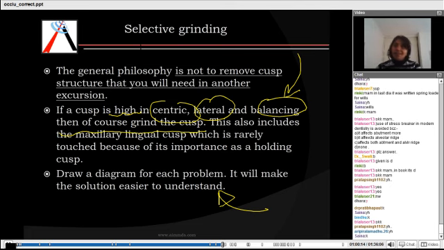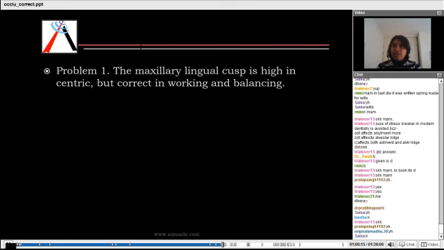So rather than going on a theoretical basis, we'll be going ahead with problems. The first problem: the maxillary lingual cusp is high in centric but correct in working and balancing. What is the course of action? The maxillary lingual cusp, is it a functional cusp?